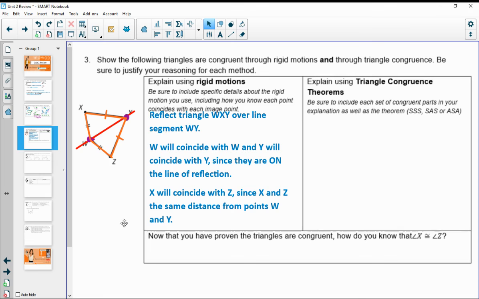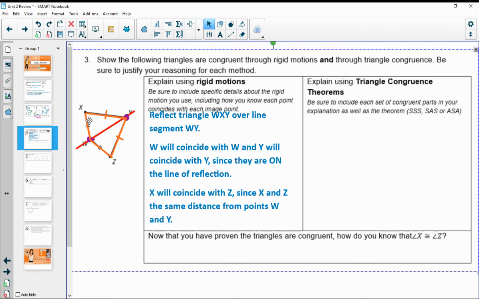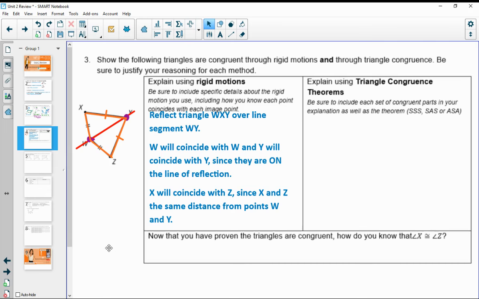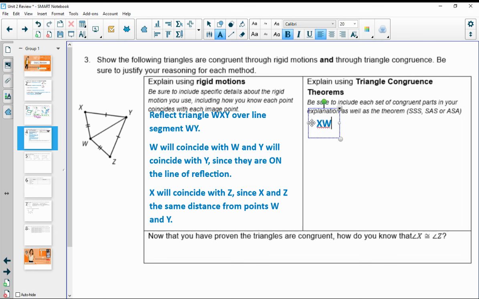All right, then using triangle congruence, so this is like your side, angle, side, angle, side, side type stuff. So let me delete this out of here. So how would we prove it using triangle congruence? We would say that segment XW is congruent to ZW, and XY is congruent to ZY, because that was given to us on the diagram.